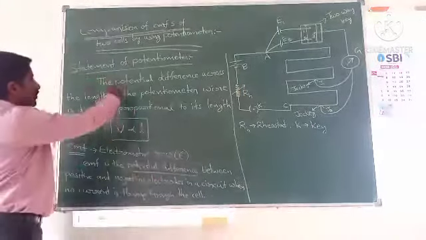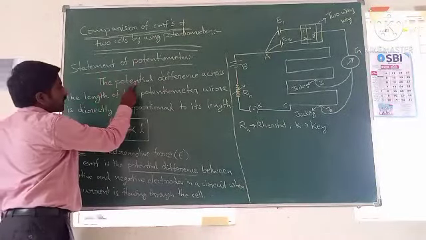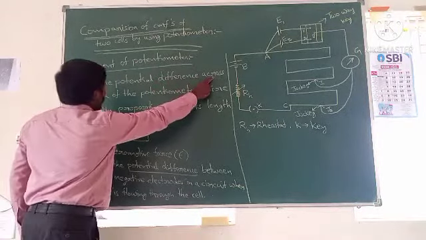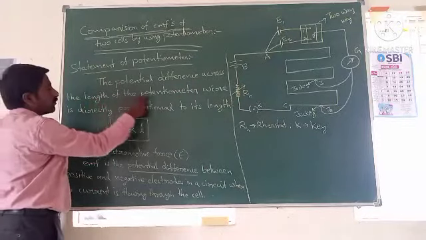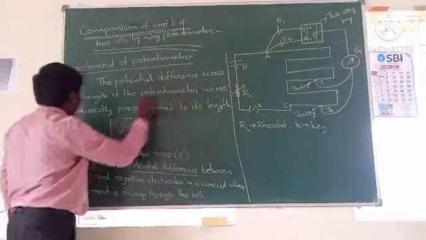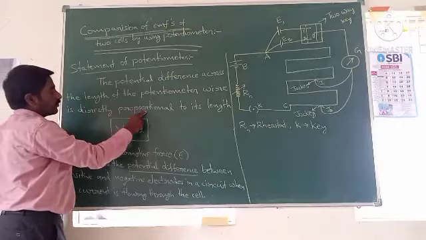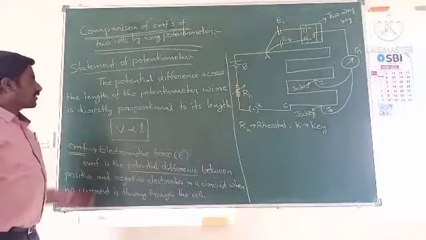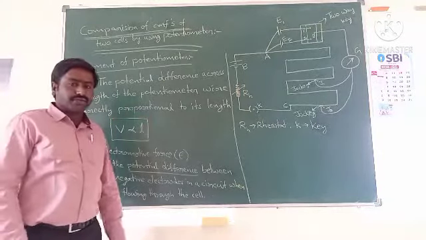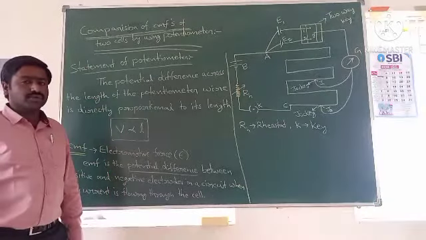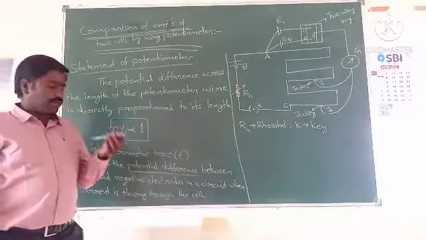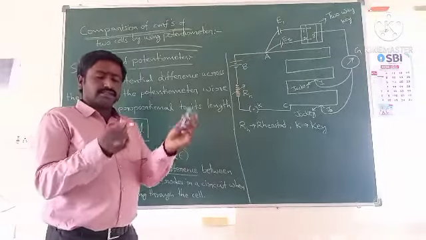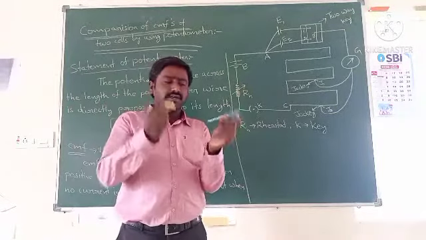So, the statement of the potentiometer is: the potential difference across the length of the potentiometer wire is directly proportional to its length. For example, just consider these are the two wires. It's a small wire, it's a large wire.